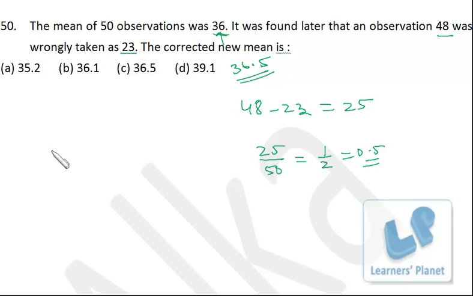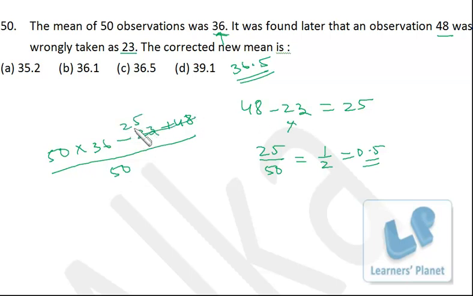The other method is 50 into 36, that is the total of all the observations. From this total, deduct 23 because it was wrongly written, then add 48 as it is the correct observation. Now this is the correct total of all the 50 observations. If you divide this by 50, you will get the average. So precisely, minus 23 plus 48, what I am doing over here, that's actually 25. You just take 25 as common.